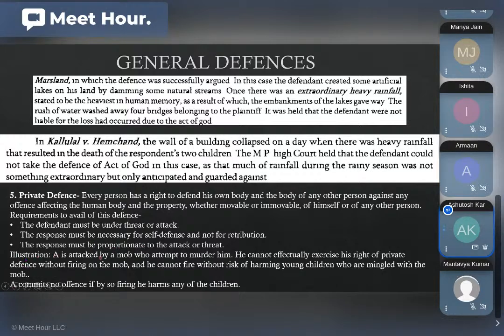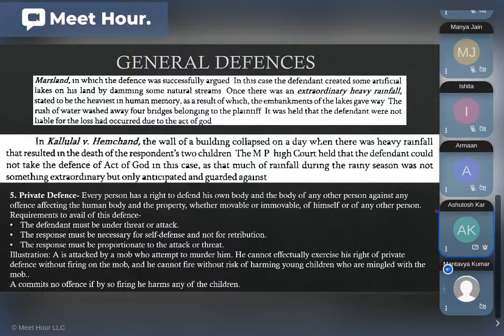Illustration. A is attacked by a mob who attempts to murder him. A को एक mob attack करती है murder करने को and A को पता है कि बिना फायर करे मैं कुछ नहीं कर सकता, खुद को नहीं बचा सकता. But अगर वो फायर करता है then वो young children भी हैं वो mob के अंदर and उनको harm पहुंच सकता है. Here if he fires and some children face harm, A commits no offense because he has the right of private defense. Anyone has any doubts with regard to this page?